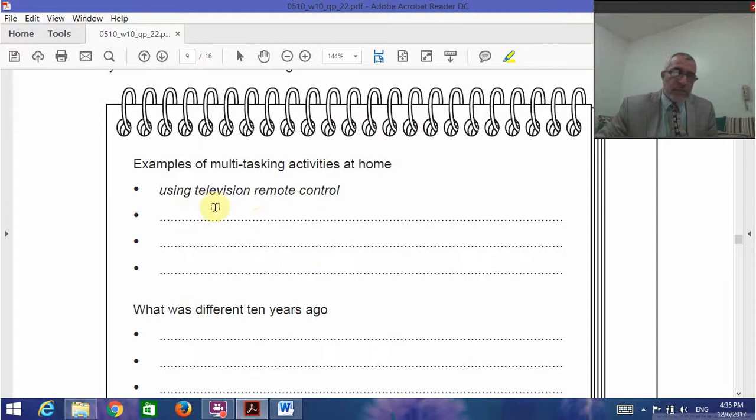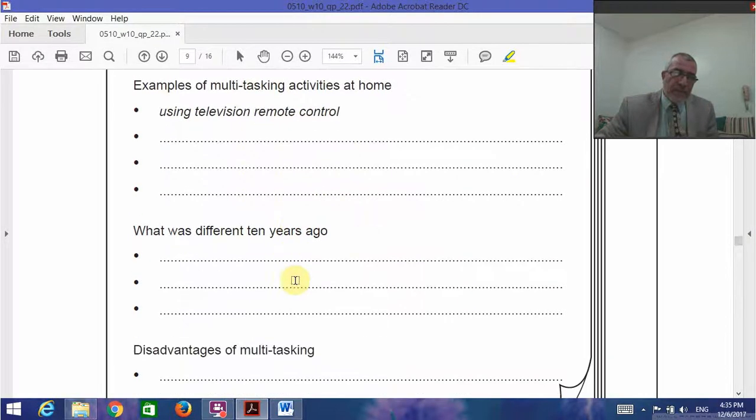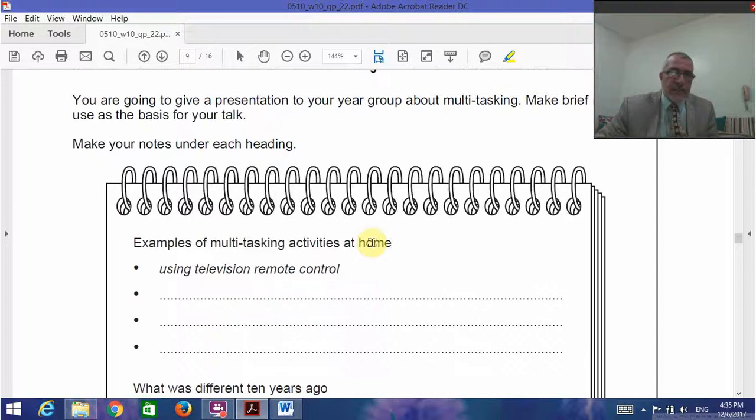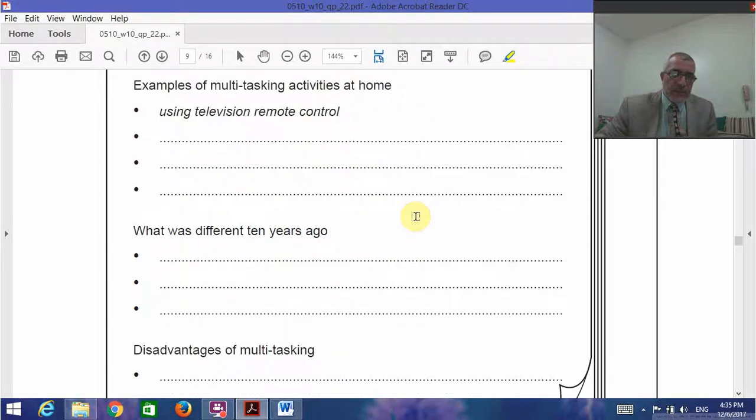As you can see here, using television remote control. So these are just 4 words. So don't write too much. And this is just an example, so you can follow with the rest here. Usually the note-taking exercise is quite easy, so you can easily do it.